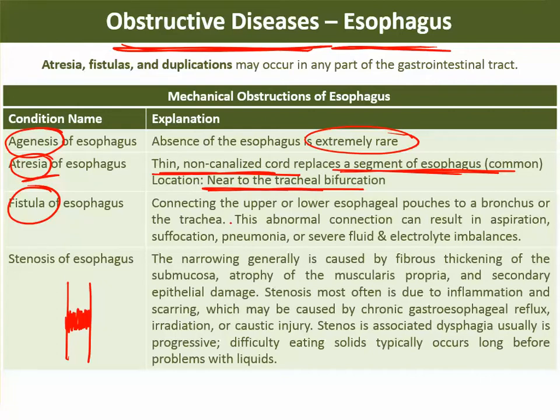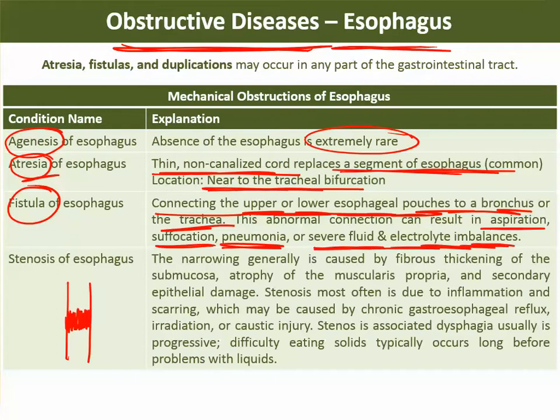So this connection of the upper or lower esophageal pouches to a bronchus or the trachea is called a fistula, and this abnormal connection can result in aspiration because it goes to the lung, and suffocation means that area becomes consolidated, then the oxygen will not carry. Then pneumonia, infection can come, and it leads to severe fluid and electrolyte imbalances because the food is not going into the stomach.